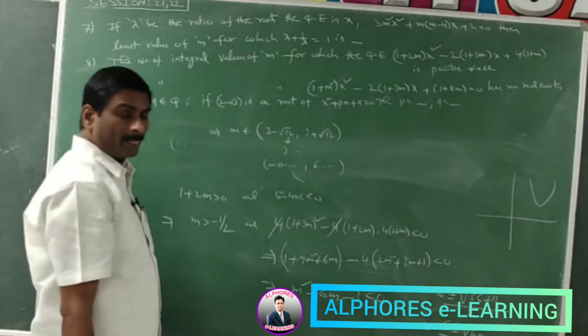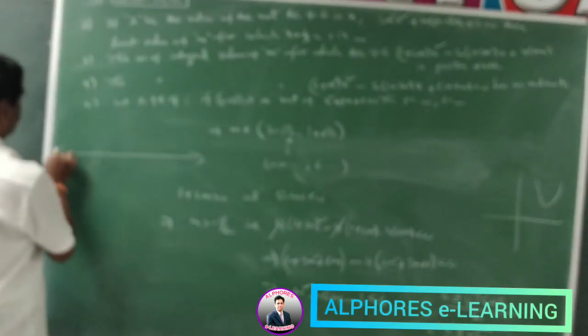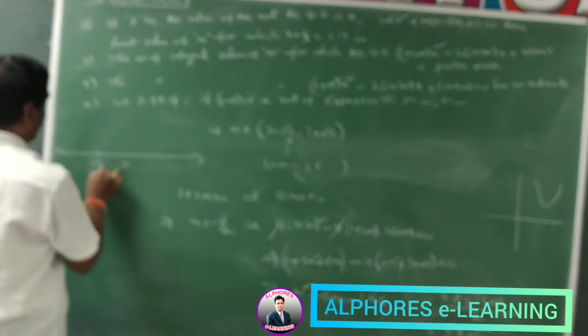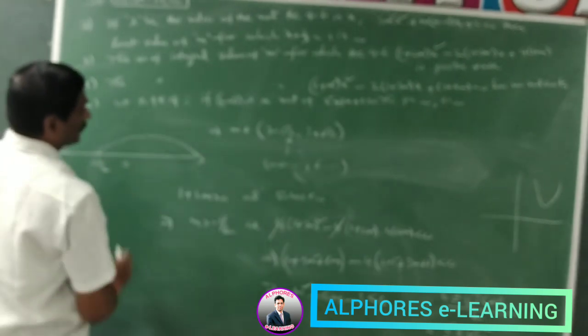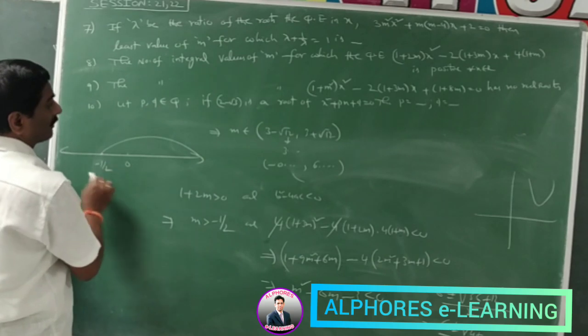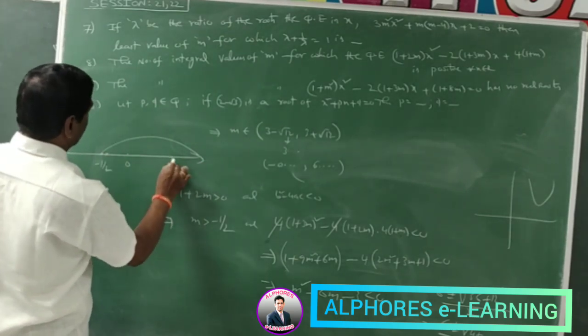Now we find the common solution. On the number line, 0. m greater than minus 1 by 2 means greater than minus 0.5. But here this value is minus 0 point something, which lies here. Next, 6 point something is here. It is the common value.